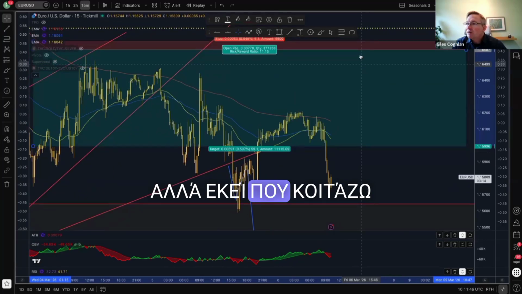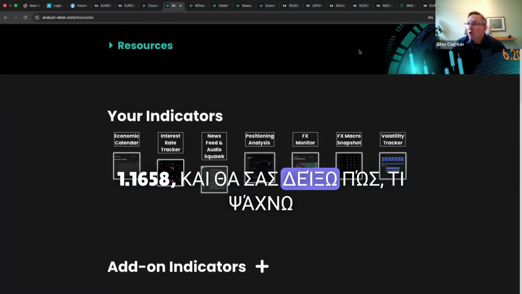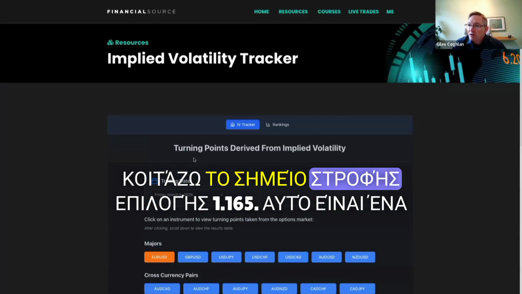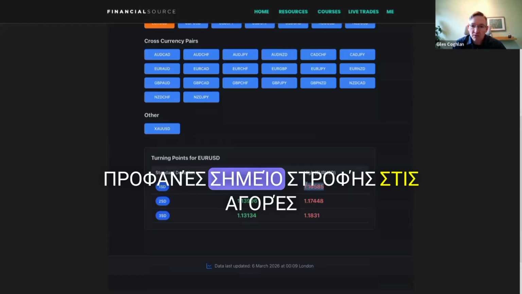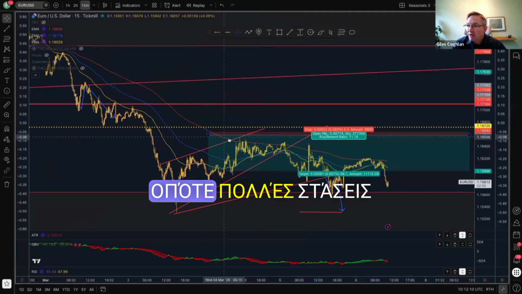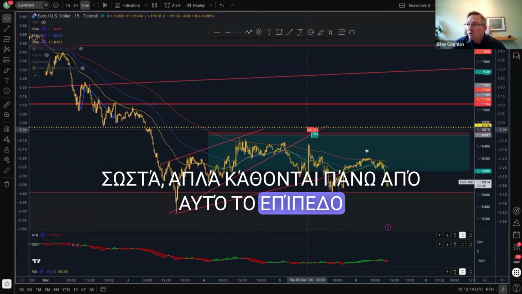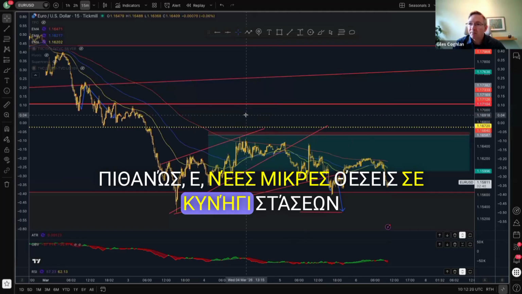But I'm looking to fade any euro dollar strength today from this 1.1658. I'll show you what I'm looking for. I'm looking for the 1.165 option turning point. This is an obvious turning point in markets, and it's also a liquidity area. So a lot of stops are just sitting above that level. If we go up into there, that's a great area of liquidity to potentially look for fresh shorts on a stop hunt.